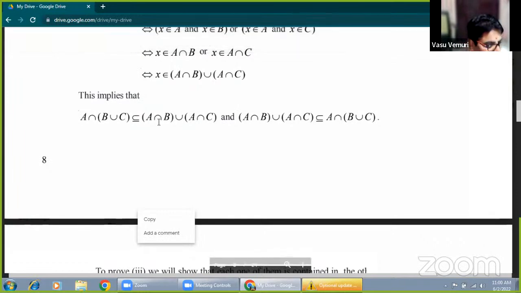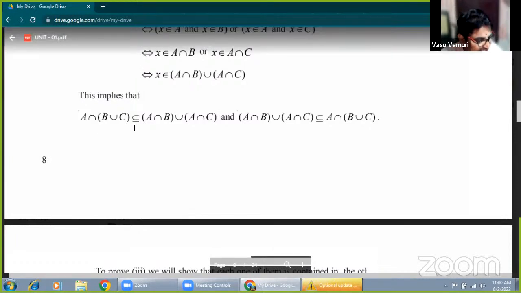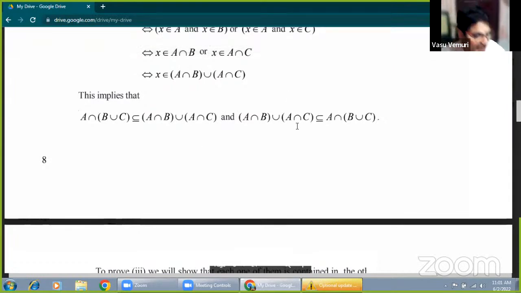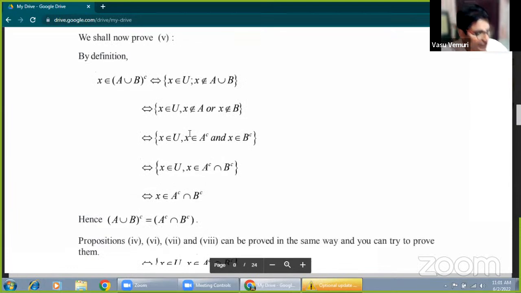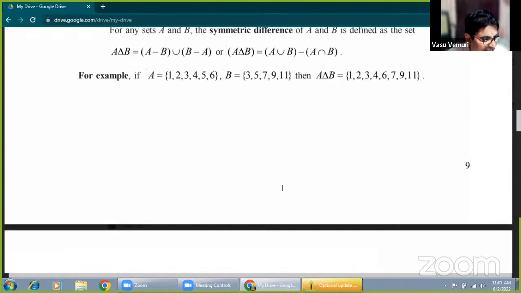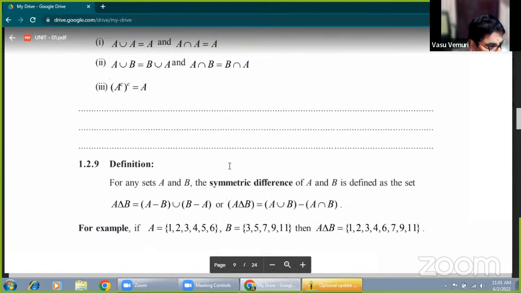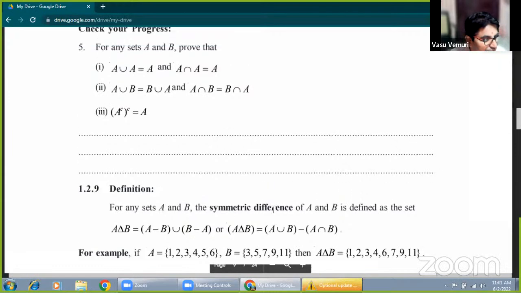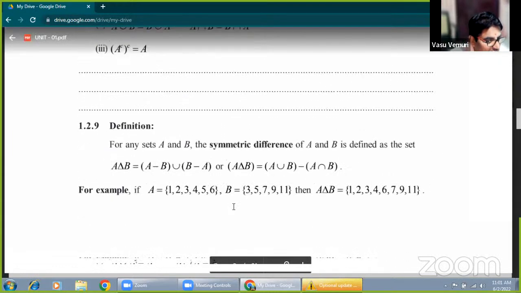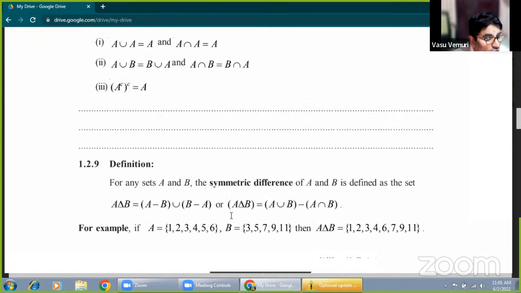contained in or equal to (A intersection B) union (A intersection C). And this is the part where capital X is contained in or equal to capital Y, and capital Y is contained in or equal to capital X. Therefore, A contains B, A is contained in or equal to B, and B is contained in or equal to A. Finally, A equals B. Now, the remaining proofs are also practiced here. These are all elementary proofs, which we already practiced in the lower classes.